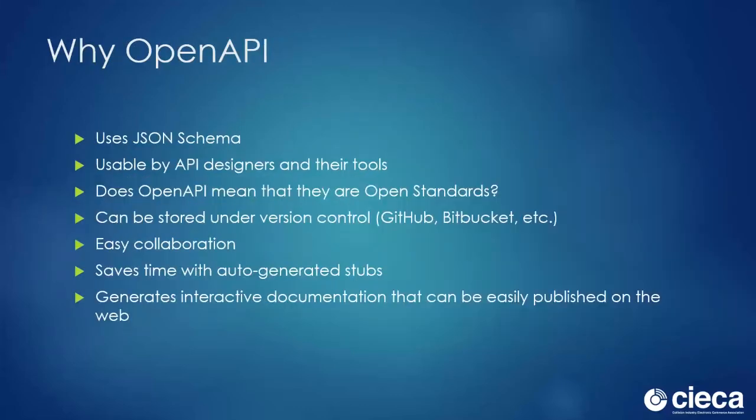OpenAPI has always used a variant of JSON schema to define its messages. But the latest version of OpenAPI, which is version 3.1, has adopted the full JSON schema specification. As I mentioned, this allows us to leverage much of the early work done to convert to JSON schema as we move forward with our new CIECA API standards.